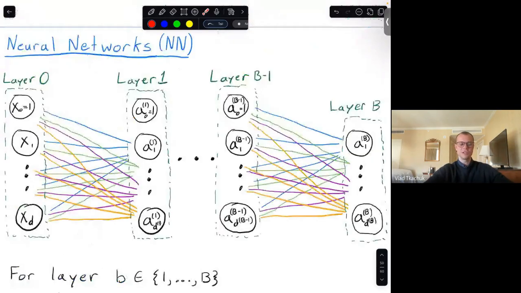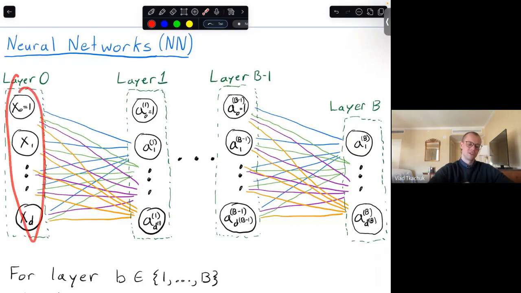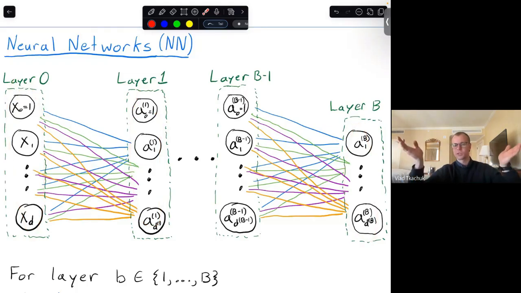You just need to know how many layers it has, right? So layers 0, 1 to B. How many layers will tell you part of what is called the architecture. The other thing you need to know is how many neurons are in each layer. So here there's 1, 2, 3, up to d1 neurons, and so on. So each layer can have a different amount of neurons. That's the other piece of information you need to know.